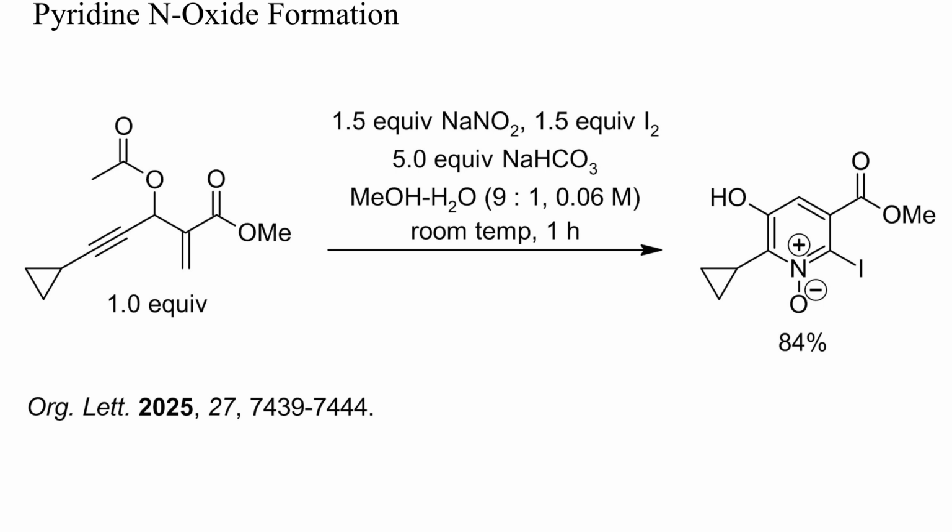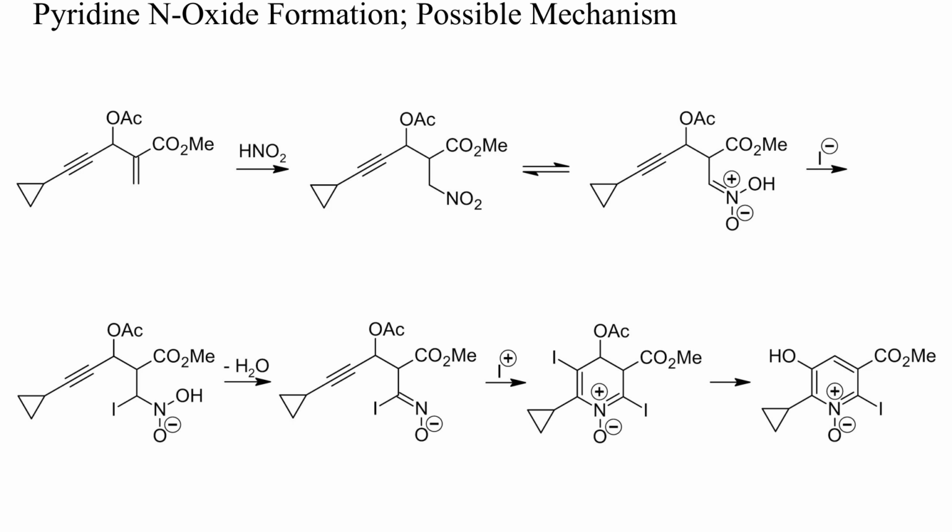Iodinated pyridine N-oxides have been prepared by addition of nitrite to acrylates. With iodine under slightly alkaline conditions, cyclization and iodination occurred. One possible mechanism would be a Nef-type oxidation of an intermediate nitroalkane, followed by cyclization, hydrolysis and elimination.